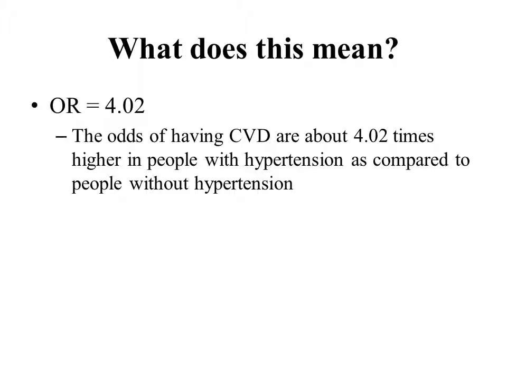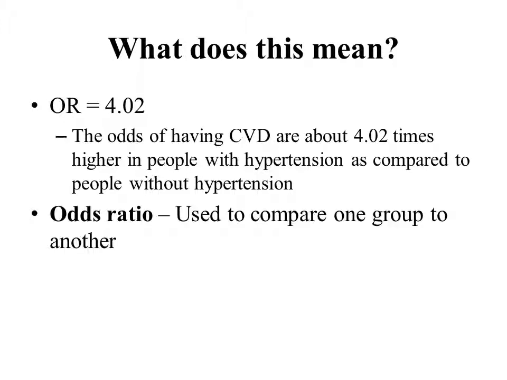What does that mean? We would interpret that by saying the odds of having cardiovascular disease are about 4.02 times higher in people with hypertension as compared to people without hypertension. So having hypertension appears to significantly increase the likelihood that you get cardiovascular disease. To summarize what this example illustrates, an odds ratio is used to compare one group to another. It measures just how much more or less likely one group is to get a disease than another group.